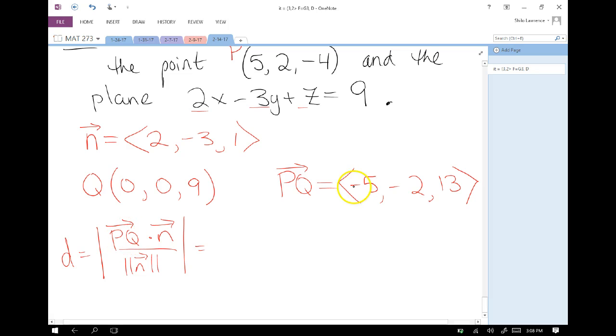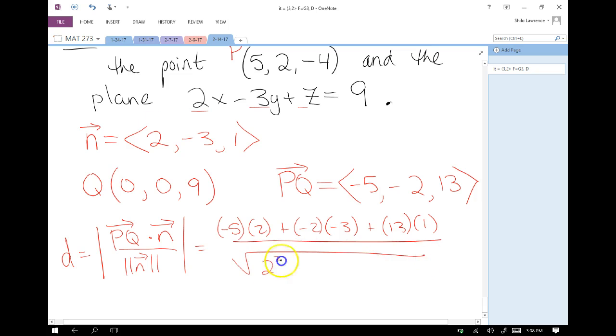So PQ dot n, we've got negative 5 times 2, negative 2 times negative 3, and then 13 times 1, over the magnitude of n.